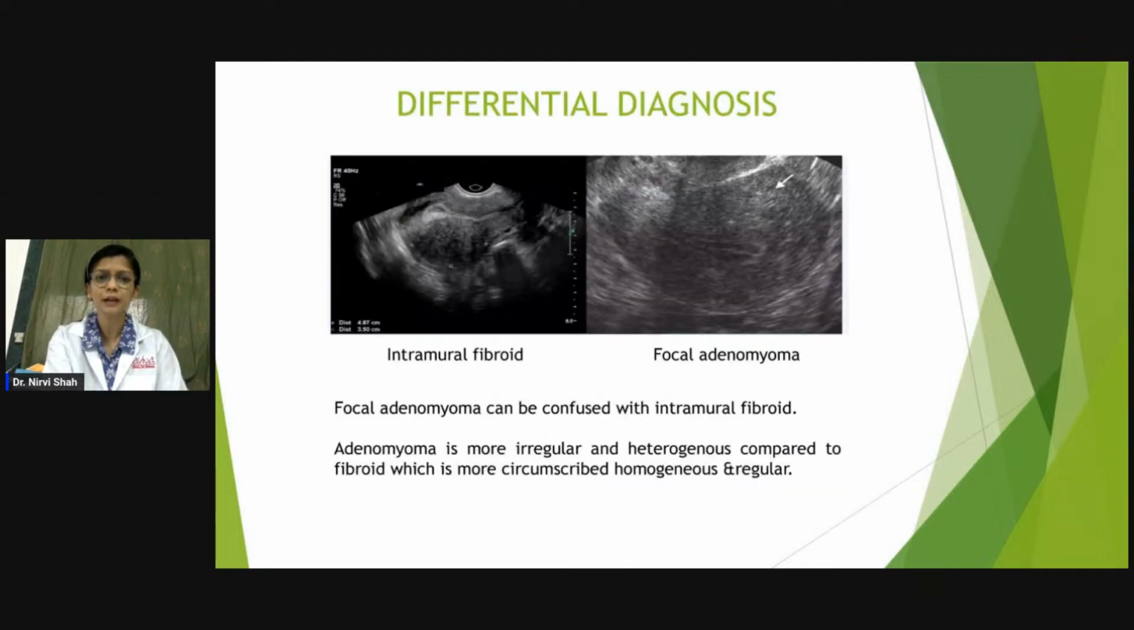So for differential diagnosis, of course, focal adenomyoma is most commonly confused with intramural fibroid. But like you can see, this is the fibroid. Fibroid is usually regular, circumscribed, whereas adenomyoma, even though it's a focal thing, still is heterogeneous, irregular. That's the main difference between the two. Still, it can be confused. And sometimes they are both associated, meaning there is fibroid and also adenomyoma in the same uterus, in the same patient. Many times it happens.